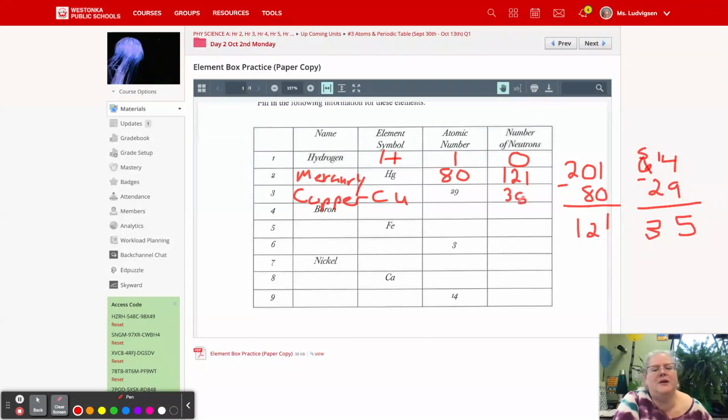I'm giving you basically unlimited attempts on this element box practice because this will be on the test, and I want you to practice this again and again. So there's no reason for you not to have this perfect. Let me know if you've got questions. If I'm not here, obviously you're going to need to email. If I am here, then you just come up and talk to me. Let me know what you need.